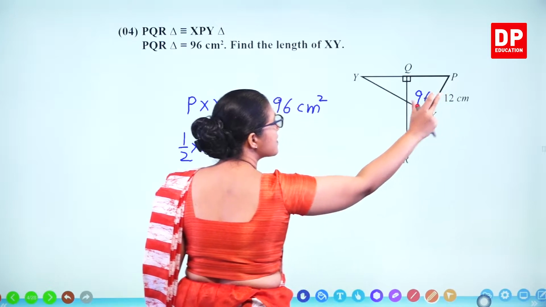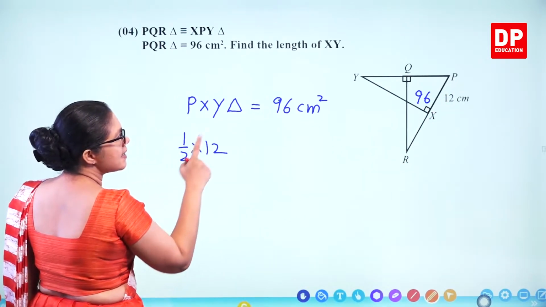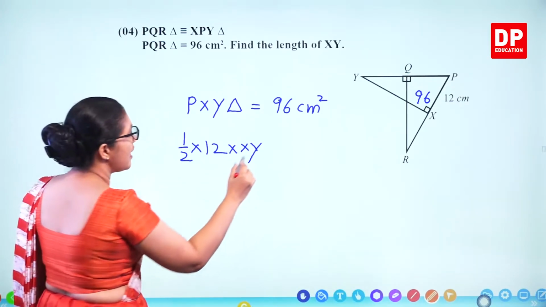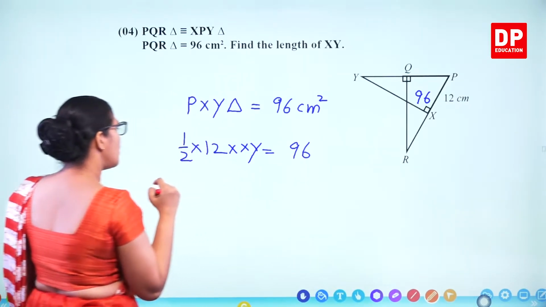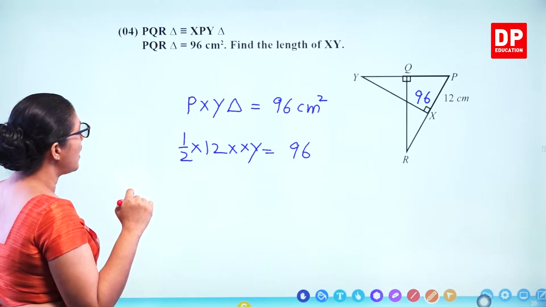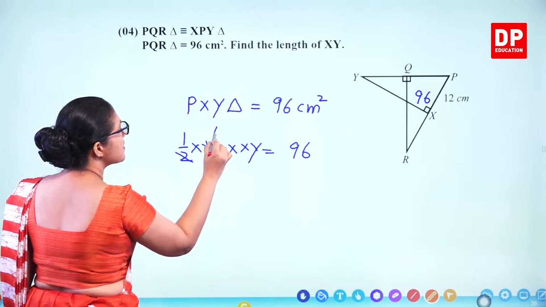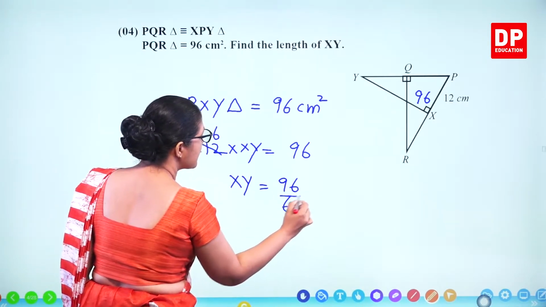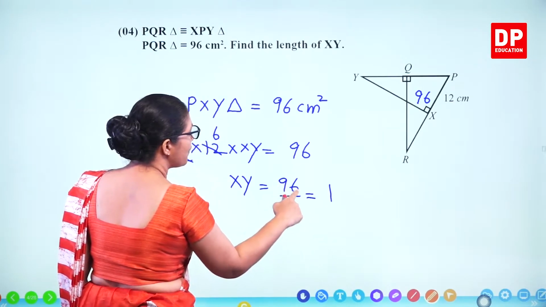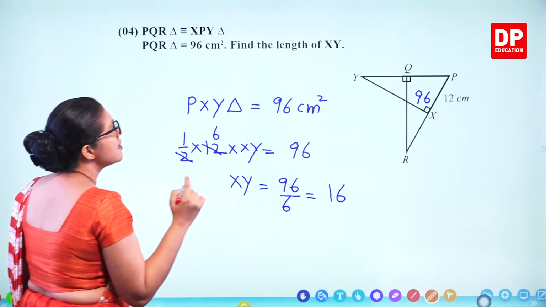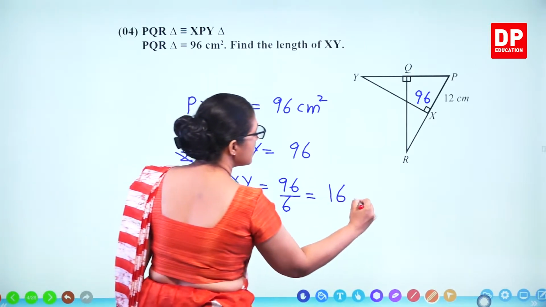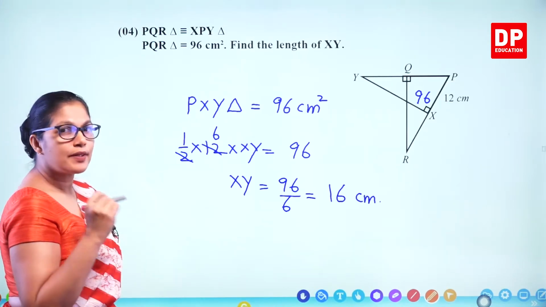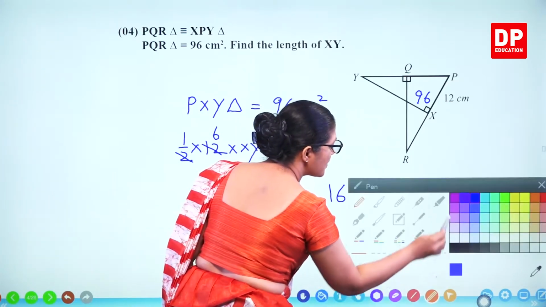If you take PX, 12, as the base, XY is the perpendicular height. So that's equal to 96. You can easily find the XY length. 2 times 6, so XY is equal to 96 divided by 6. 1 for 36, that's 6. So 16 centimeters is the length of XY. You get 2 marks for this.